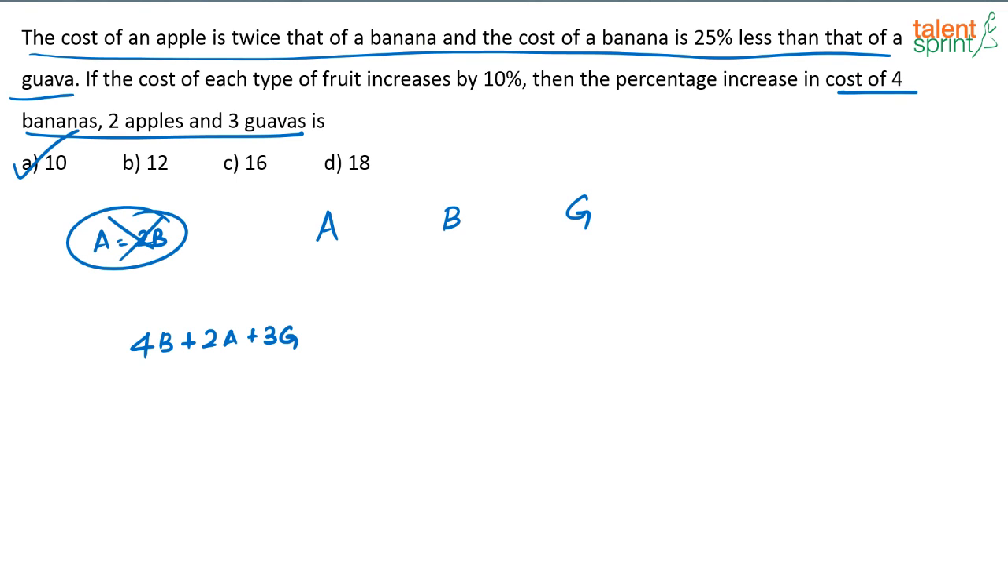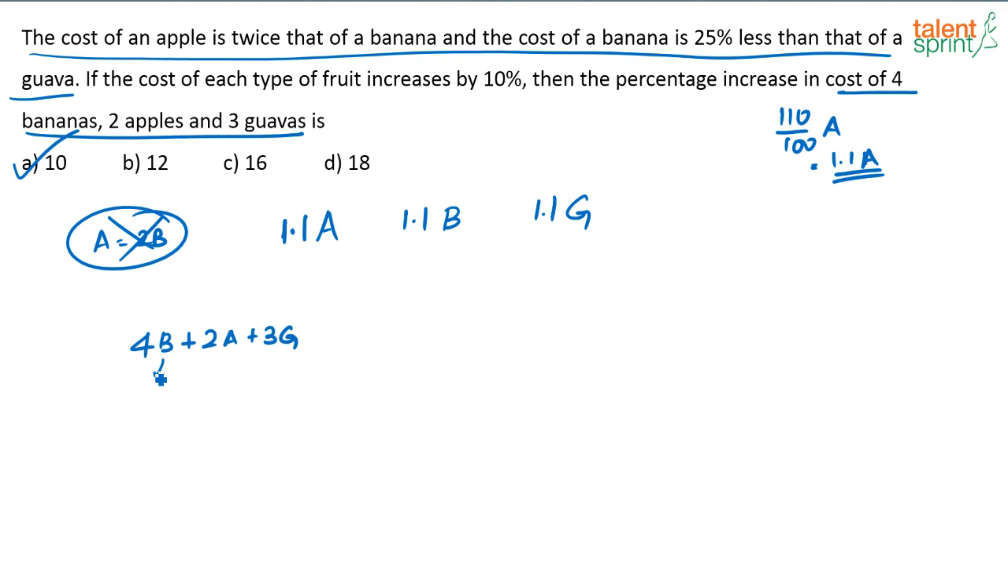Now, what are they saying? Cost of each fruit is increasing by 10%. So now, what will be the cost of 1 apple? 1 apple will cost 1.1A rupees, right? 10% increase, or 110 by 100 of the actual cost, which is nothing but 1.1 times the cost. So here it is 1.1A, here it is 1.1B and here it is 1.1G. Now this is the new cost.